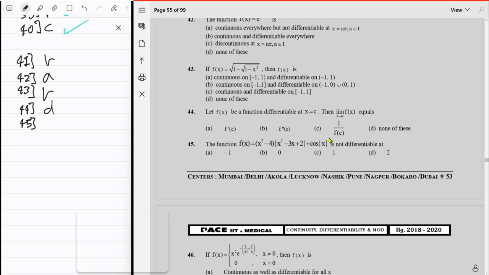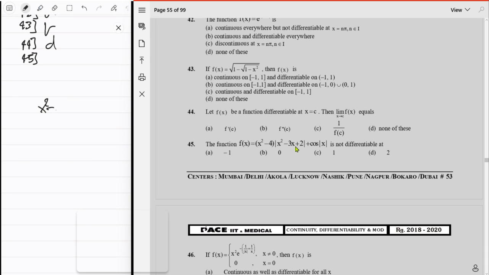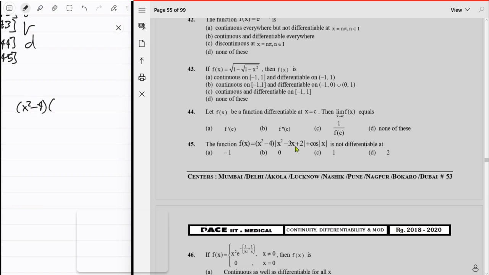This function is not differentiable at... okay, factorize this thing: x minus 2 and x plus 2, I think. It doesn't matter because it's a polynomial in any case. So just x square minus 4. Then this thing inside the mod is what? It's just x minus 1 and x minus 2, right?